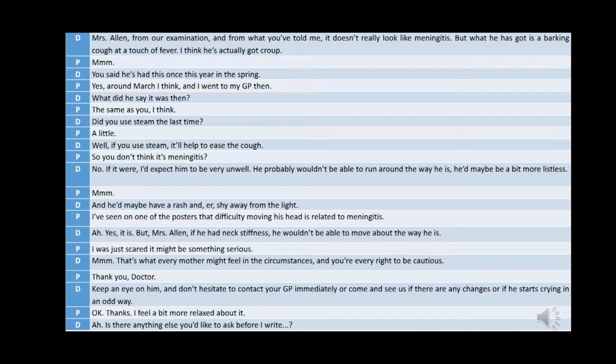Yes, it is. But Mrs. Allen, if he had neck stiffness, he wouldn't be able to move about the way he is. I was just scared it might be something serious. That's what every mother might feel in the circumstances, and you're very right to be cautious.